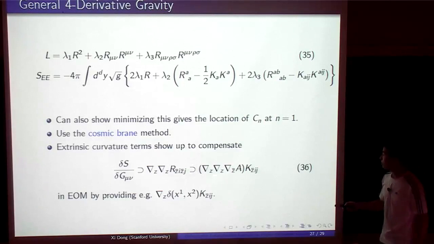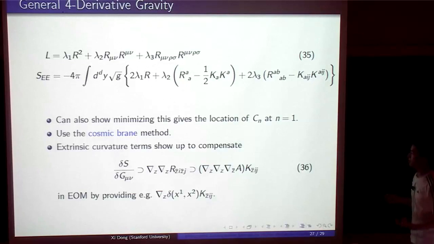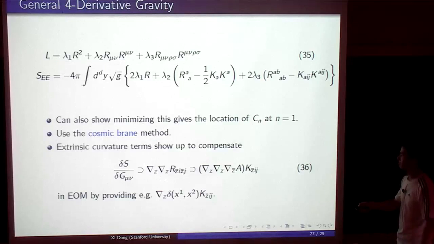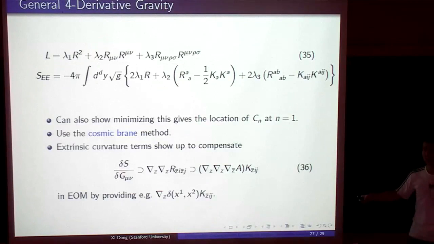And it produces a single derivative on the delta function. So this delta function comes not from a single Riemann tensor which already produces a delta function, but from additional derivatives that act on it. And the extrinsic curvature precisely produces, when they arise in the equation of motion and are put in the brane action, an equation of motion which is precisely of this form. So one can also match them in order to convince yourself that this is the right cosmic brane action.